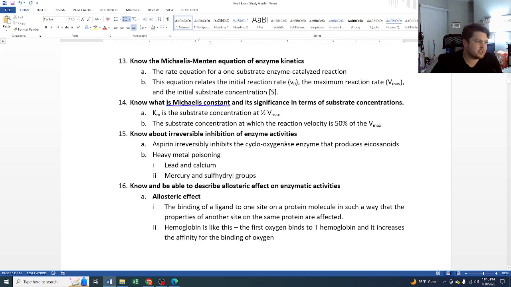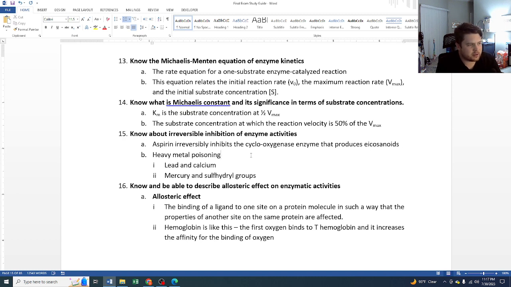Irreversible inhibition of enzyme activities, stuff like heavy metal poisoning. Certain inhibitors are going to bind and never release, so literally the body cannot use them. Some are irreversible, some are reversible. It just depends on what's binding.